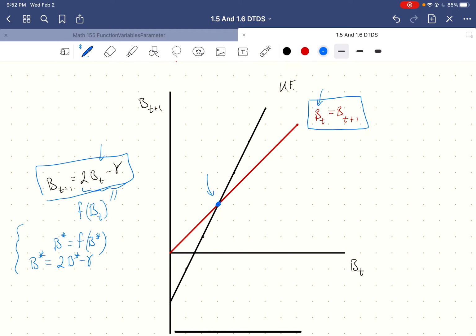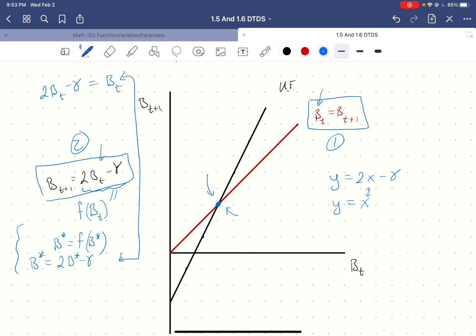This is what the textbook would say. What I say is, we're trying to find the intersection of two graphs. That means both of these equations are true, equation 1 and equation 2. If I was trying to find the intersection of two lines, where one line was y equals 2x minus gamma and the other was y equals x, then I have to equate these two things. In this case, with the variable names I've chosen, that means I have to equate 2b sub t minus gamma with b sub t. Notice we have the same equation; we just named our variables differently. So let's do it.